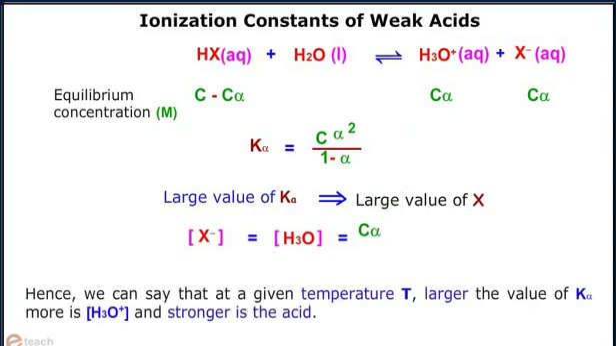Hence, we can say that at a given temperature T, the larger the value of Ka, the more is the H3O+ concentration and the stronger is the acid.